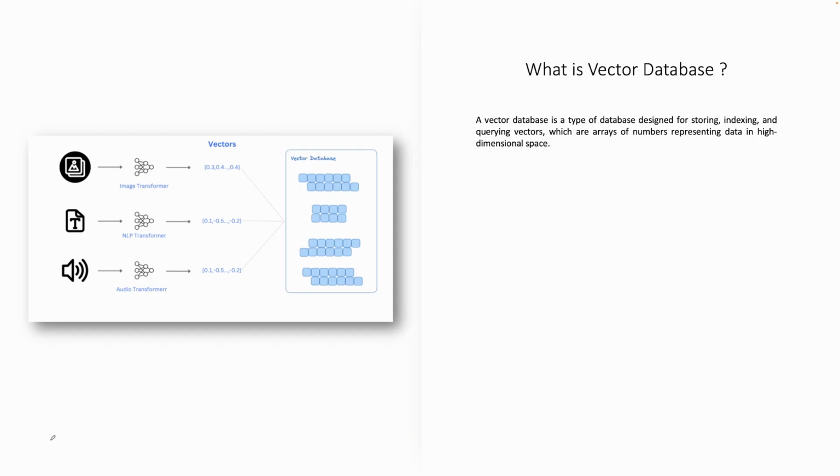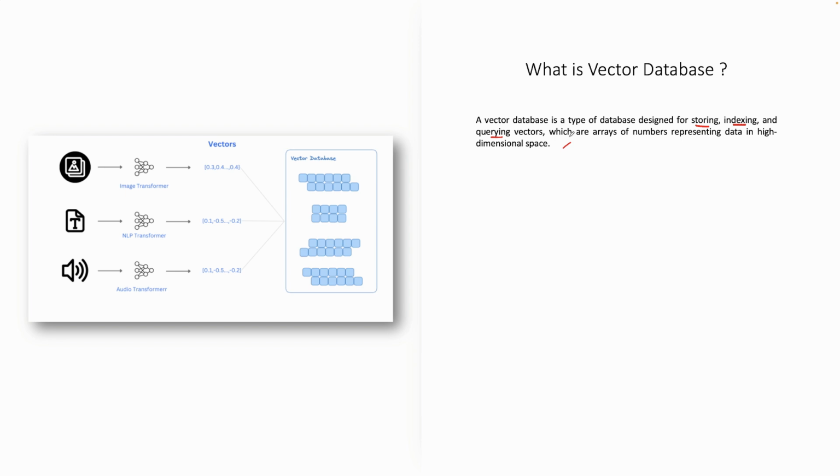Okay, so in the previous video, we understood what embeddings are, right? Now it's time to take a look at vectors and vector databases. A vector database is a type of database designed for storing, indexing, and querying vectors, which are arrays of numbers representing the data in a high dimensional space, right?